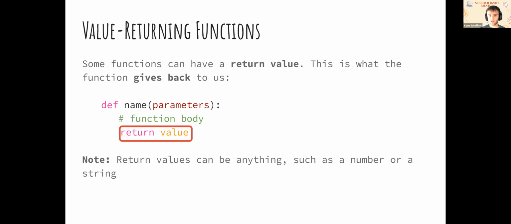Just a note, return values can be anything. You can return strings, you can return lists, you can return numbers, which can be integers, doubles. One note though, a function can only return one value. So if you have return value in your code, once it hits that return, the function will stop. It won't execute code after.